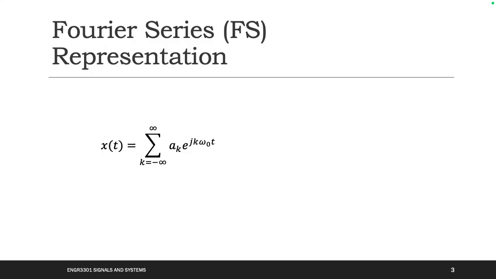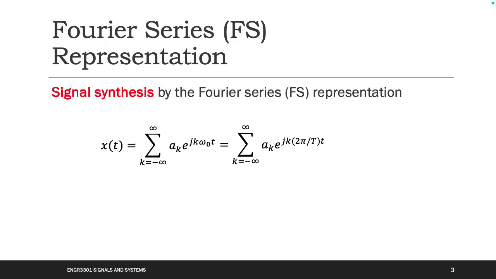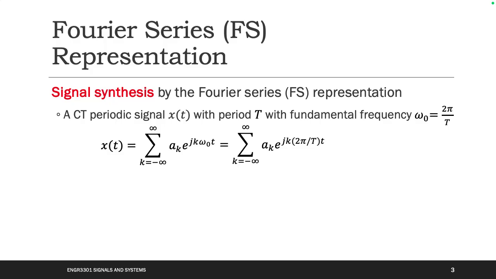This is just combining different exponentials and then generating the signal. For this one, we just use 2 pi over T to replace omega naught, and we call it signal synthesis by the FS representation. And the other one is signal analysis. This is a CT signal x(t) with period T and fundamental frequency omega naught equal to 2 pi over T. This is just the condition.